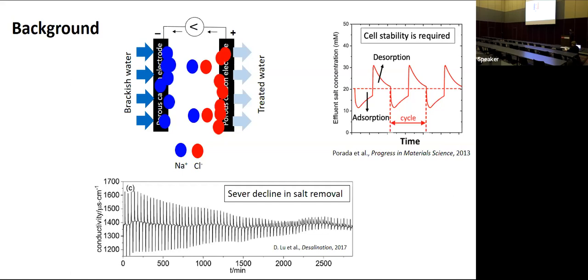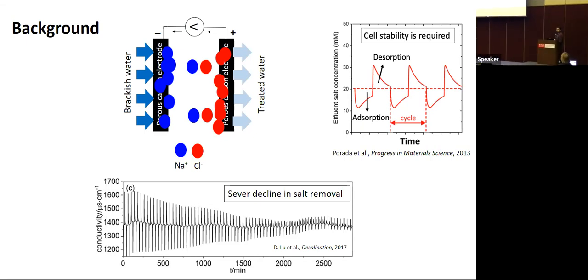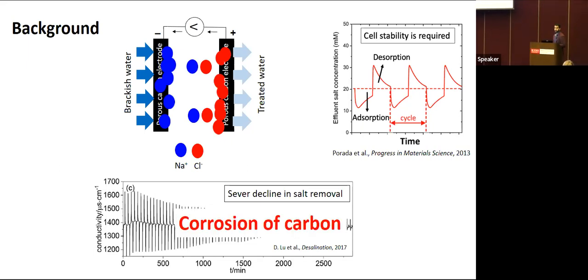However, in reality, the story is different. This figure shows the conductivity profile of our charging and discharging over 48 hours of continuous operation. You can clearly see that after a few hours of operation, something is happening. You can clearly see the decline in salt removal, indicating a severe decline in desalination performance. That's due to the corrosion of carbon, because the electrodes are made of activated carbon. So one consequence of corrosion is a decline in desalination performance in the long term.